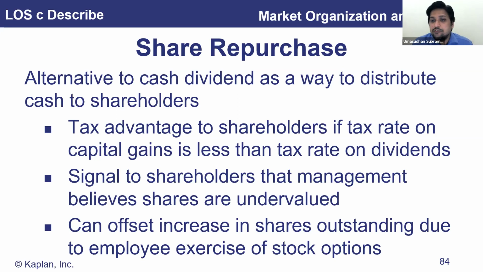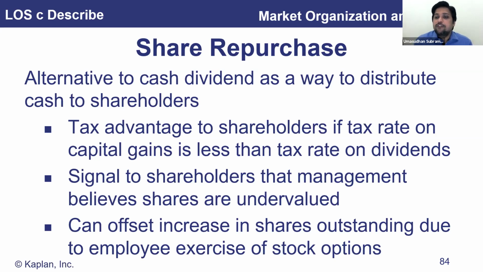This could be beneficial for investors when the tax on dividends is more than the tax on capital gains, because this goes as capital gains. If an investor has bought the shares at $50 before, and now the company is buying it back for $60, there is a $10 capital gain which the investor has to pay tax on. If the taxes on capital gains are lower than the taxes on dividends, investors prefer share repurchase, because share repurchase would lead to a capital gain, not a dividend.